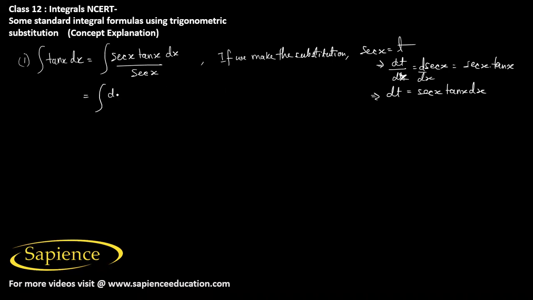So this will be the integral of dt by t. Therefore the integral of dt by t will be log mod t plus c. Therefore this t is sec x, so this will be log mod sec x plus c. Okay.